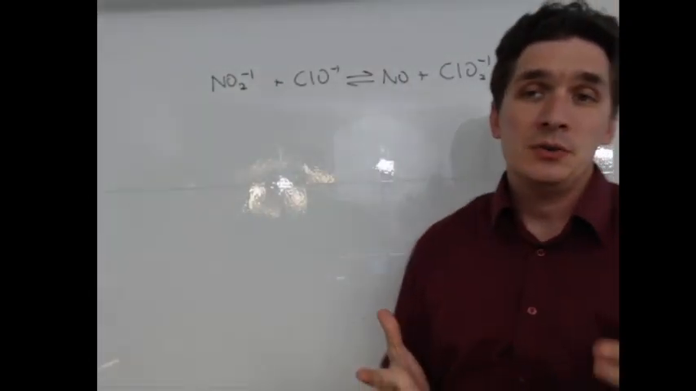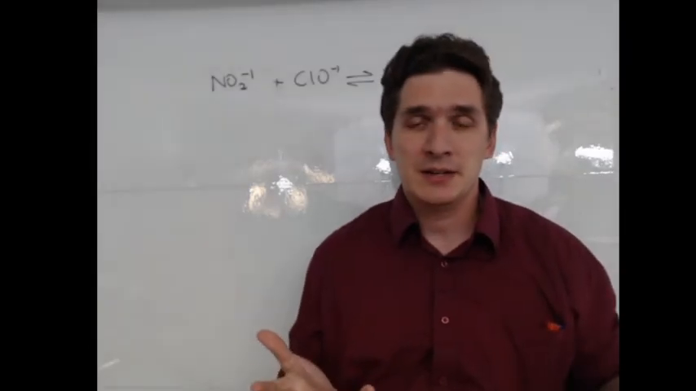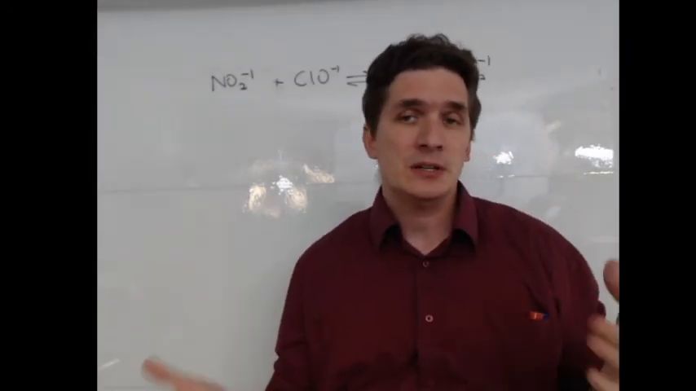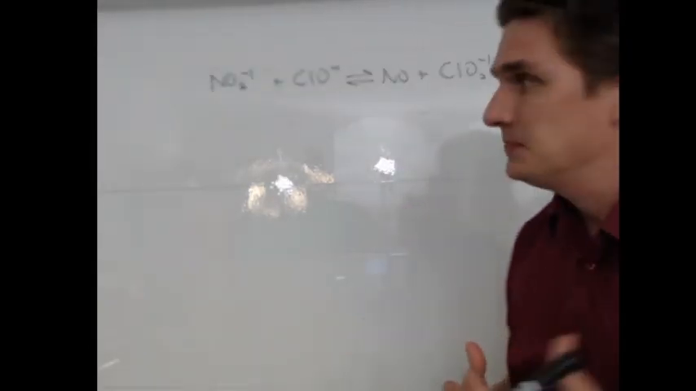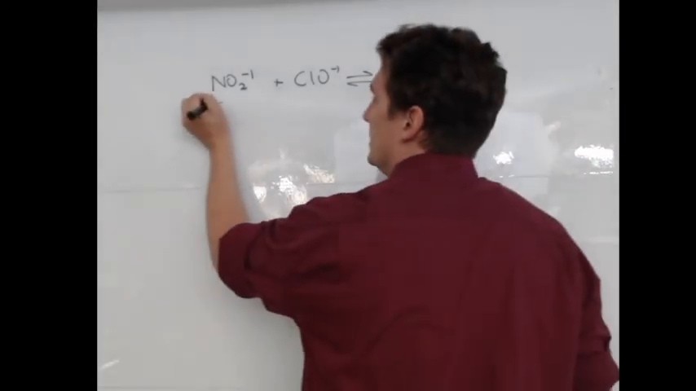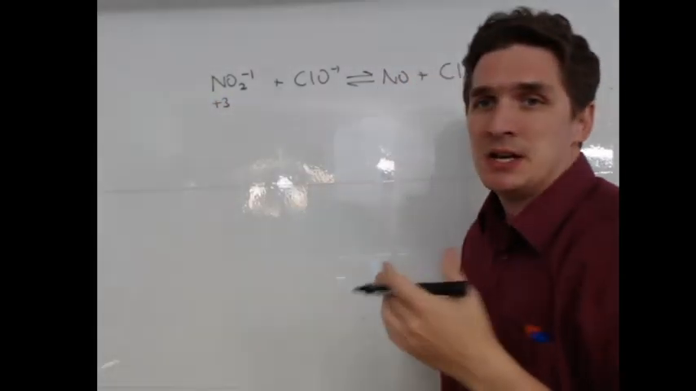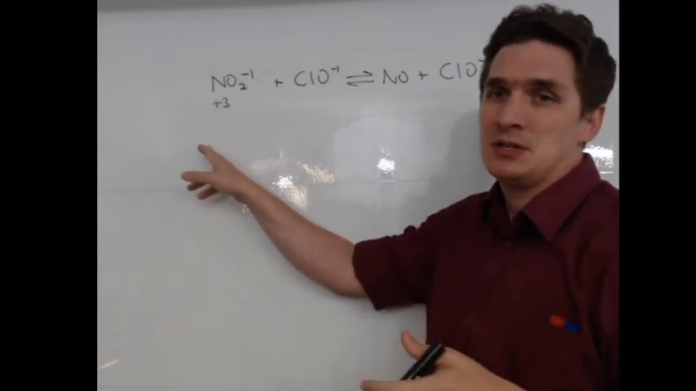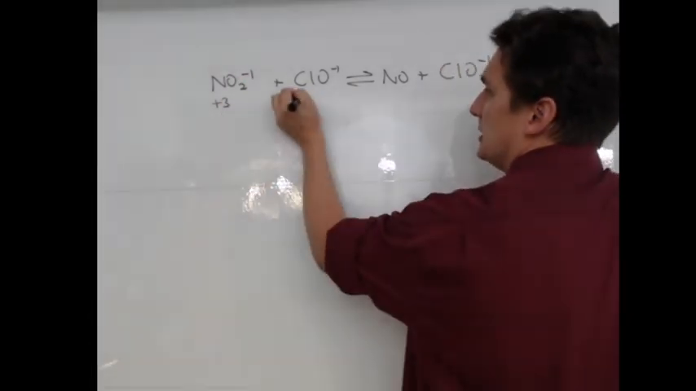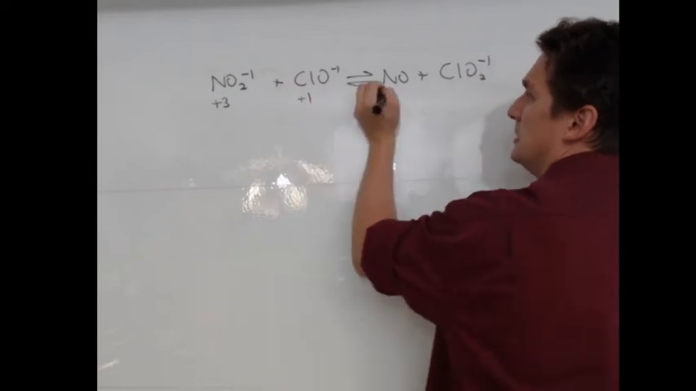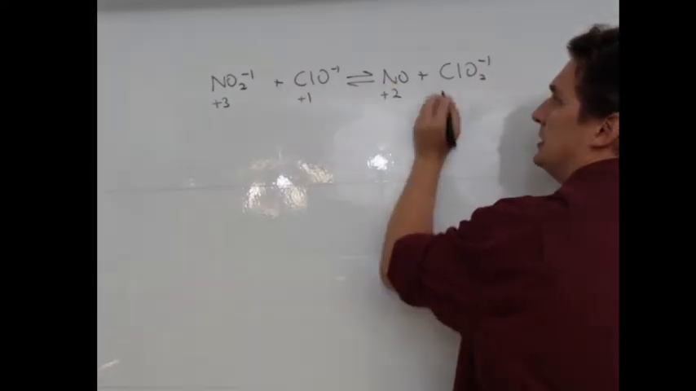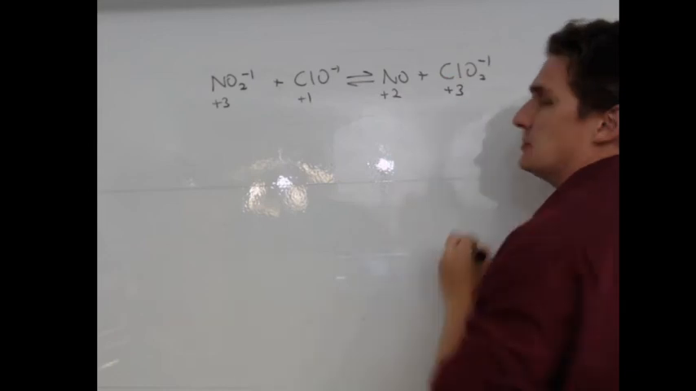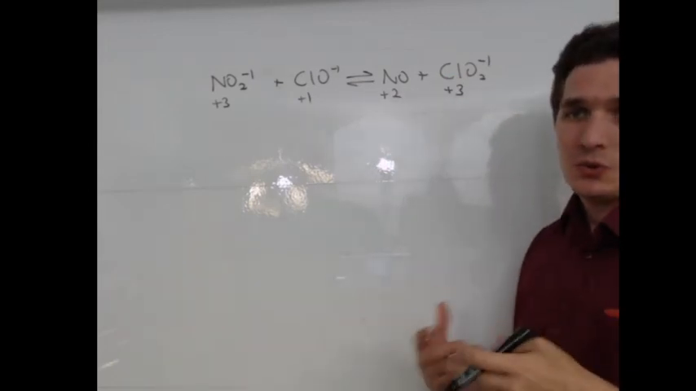So again, first step, we have to figure out who's being oxidized or reduced. Doesn't matter if you're doing a full redox or a half reaction. Nitrogen is going to be +3 because we're treating oxygen as a -2. We've got 2 of them, and we need a -1 charge on the molecule, so that puts nitrogen at +3. Hypochlorite, +1 for chlorine, +2 for nitrogen here, and +3 for the chlorine in the chlorite.